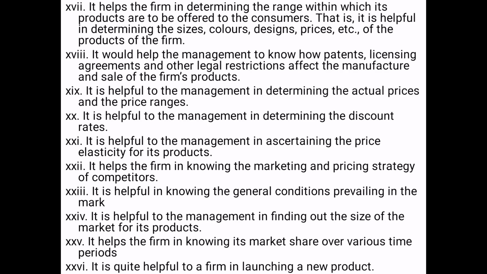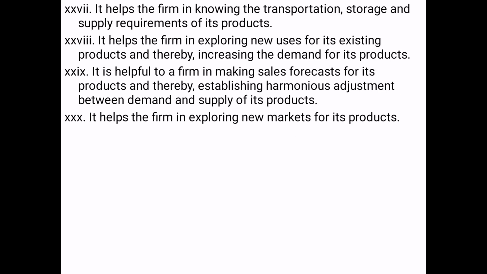It will be acknowledged. It is quite helpful to a firm in launching a new product. So when the company is going to launch a new product, it will definitely have an impact or importance for any company. It helps the firm in knowing the transportation, storage, and supply requirements of its product. It helps the firm in exploring new users for its existing products and thereby increasing the demand for its products. It is helpful to a firm in making sales forecasts for its products and thereby establishing harmonious adjustment between demand and supply of its products.